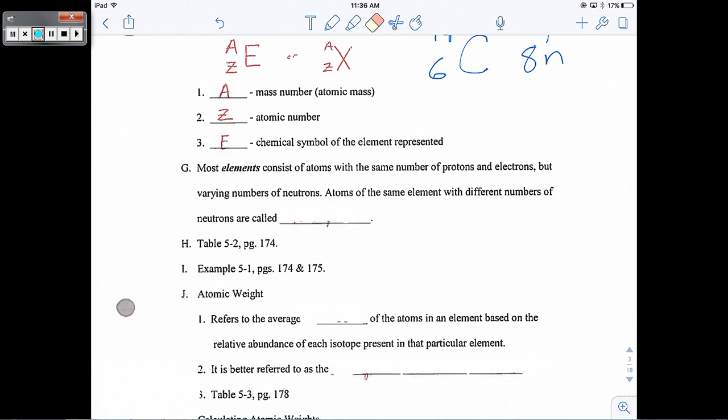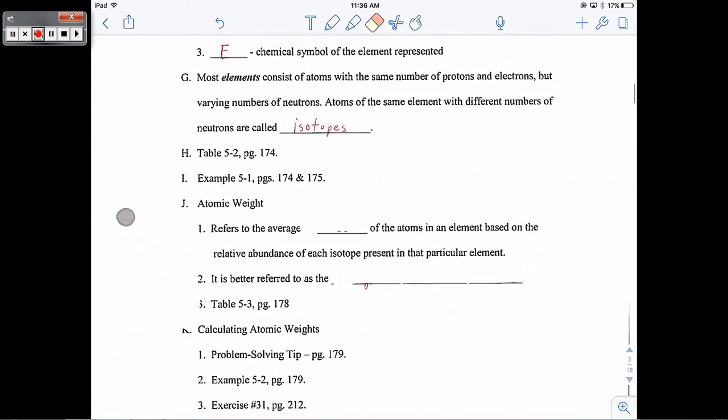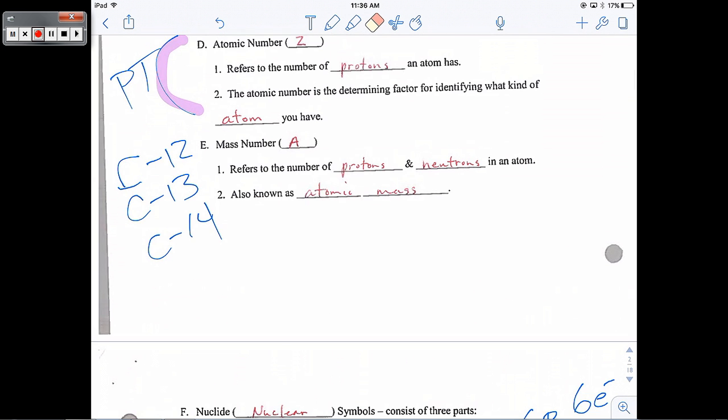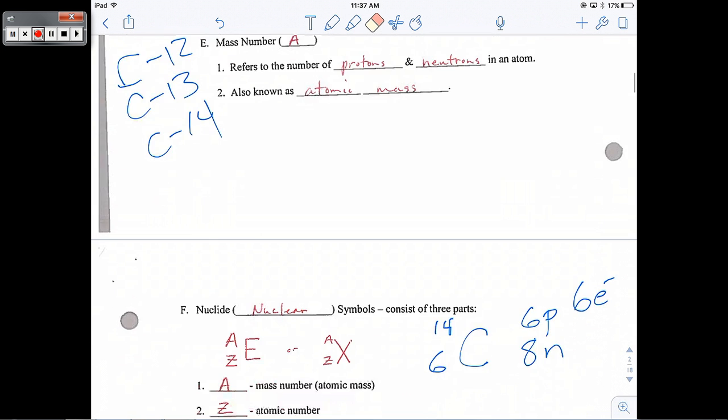If you change the protons, you change the charge, you change the mass, and you change the element. But if you change the neutrons, you only change the mass. We call these same elements with different masses, meaning different numbers of neutrons, isotopes. When we mentioned atomic weight, I mentioned different isotopes, or atomic mass, excuse me. Carbon 12, carbon 13, carbon 14. There's different isotopes of carbon in the world.